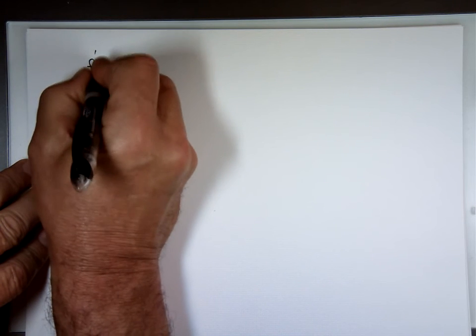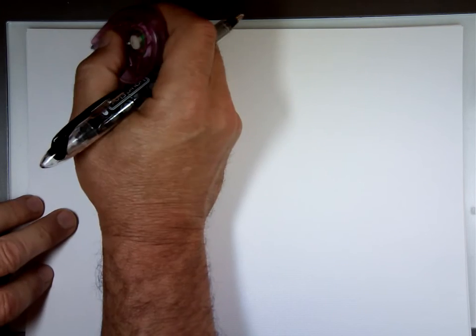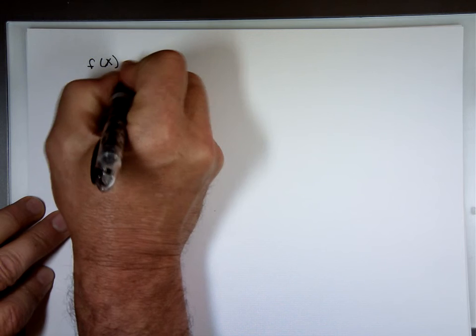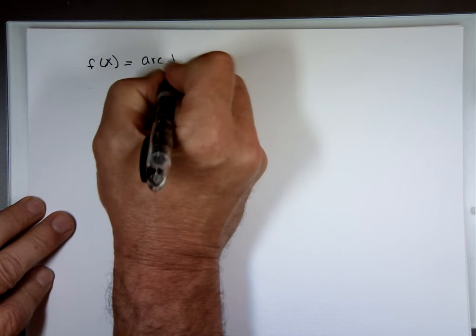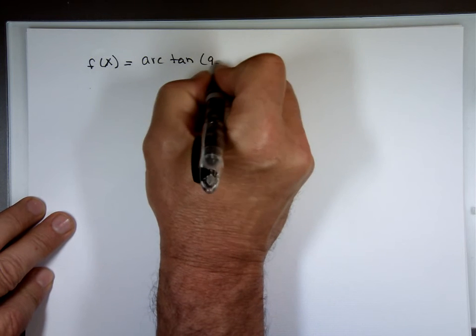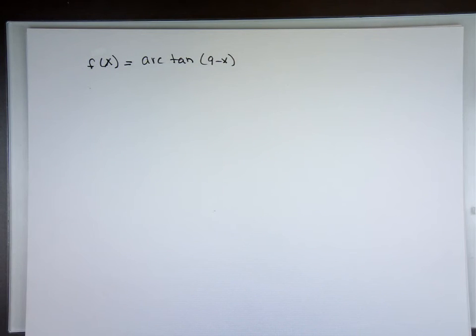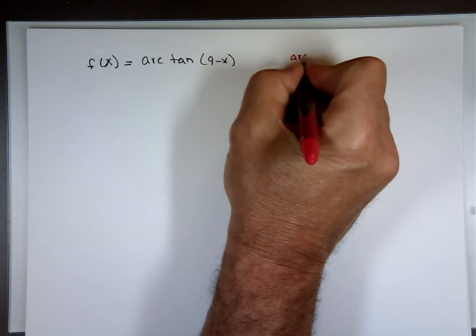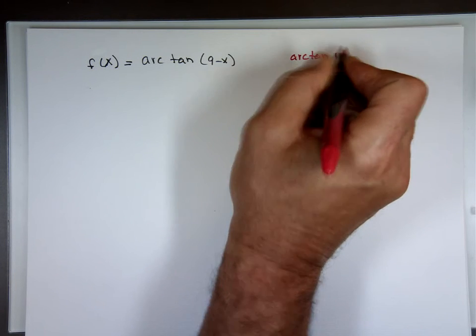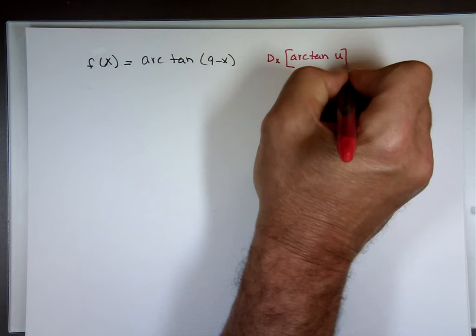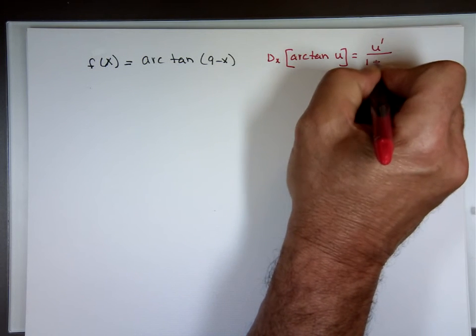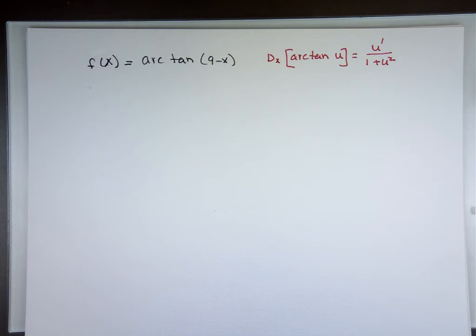Oh, F, not F prime. Arc 9 minus x. In case you forgot your derivative, the derivative of arc tan of u is u prime over 1 plus u squared. U here is 9 minus x.